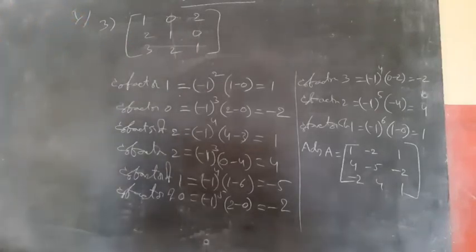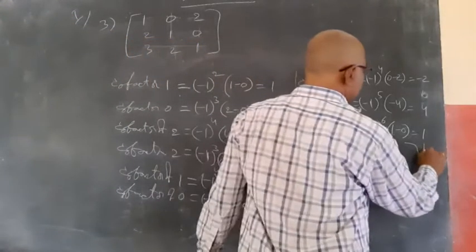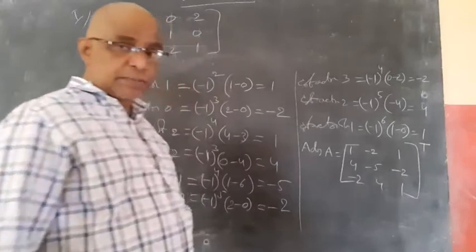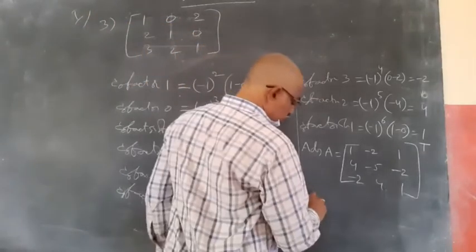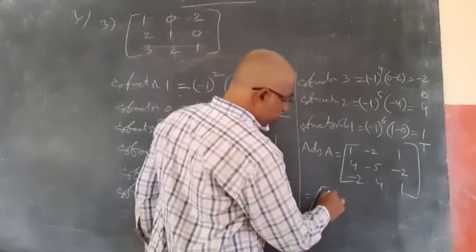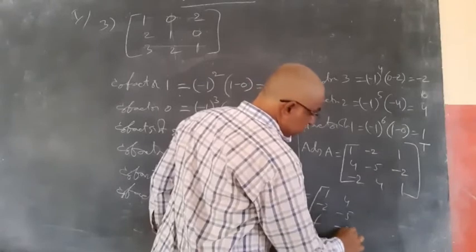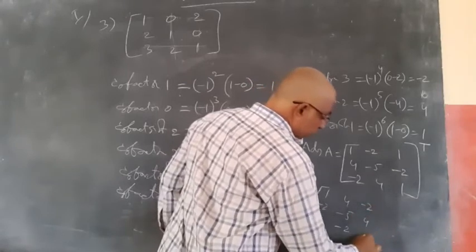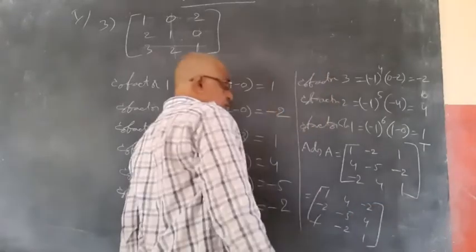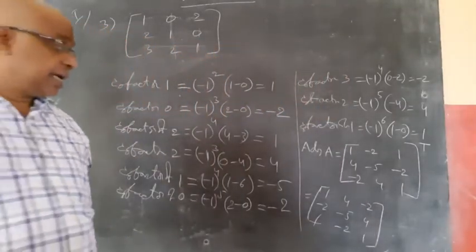So next, now transpose of this gives you adjoint A actually. Transposing means writing rows into columns, columns into rows. Now adjoint A becomes 1 minus 2 1, 4 minus 5 minus 2, minus 2 4 1, minus 2 4 1. This is adjoint A.